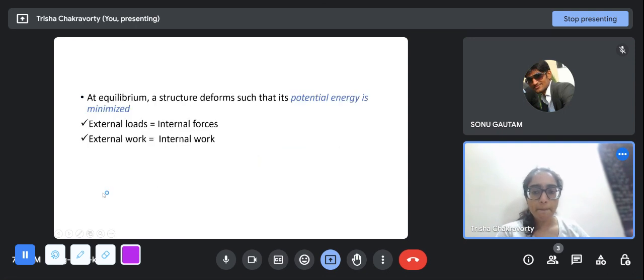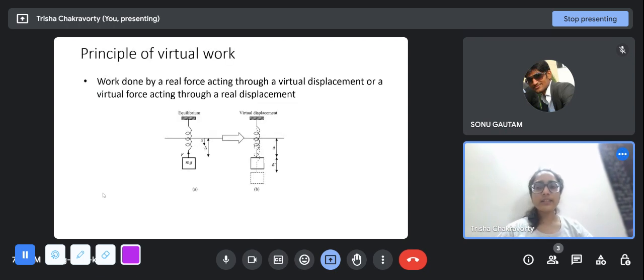while here only the difference in height between the first point and the last point mattered. At equilibrium, a structure deforms in such a way that its potential energy is minimized. This has two implications: that external loads should be equal to the internal forces, and external work should be equal to internal work. Now the manifestation of this may be a little hard to imagine. So this is the principle, though we will explain this through the concept of virtual work.